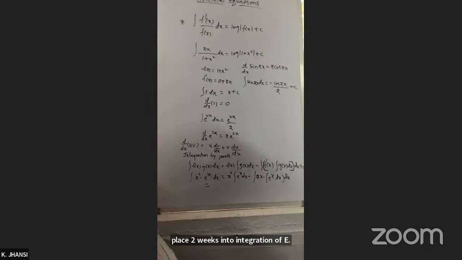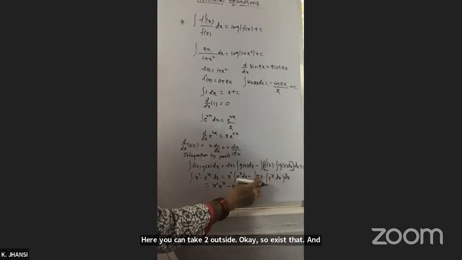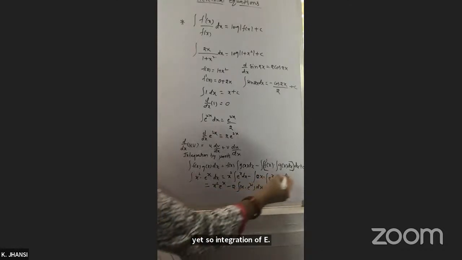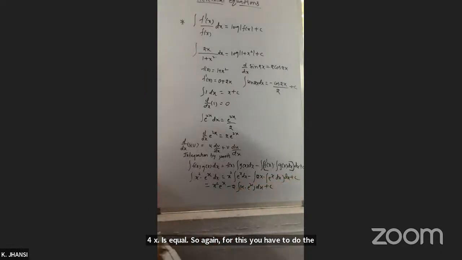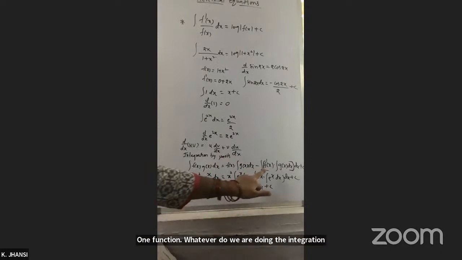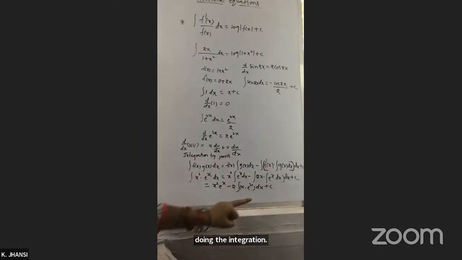If you see this one, x square into integration of e power x is e power x only, minus. Here you can take 2 outside, so x is there and e power x is there. Integration of e power x is e power x only. So again for this you have to do the integration. For one function, whatever we are doing the differentiation, one more time you will get it. Why? Because that is the process. Here we are doing the integration 2 times. If you take x, you will get 1, so you can stop here and do one more integration.